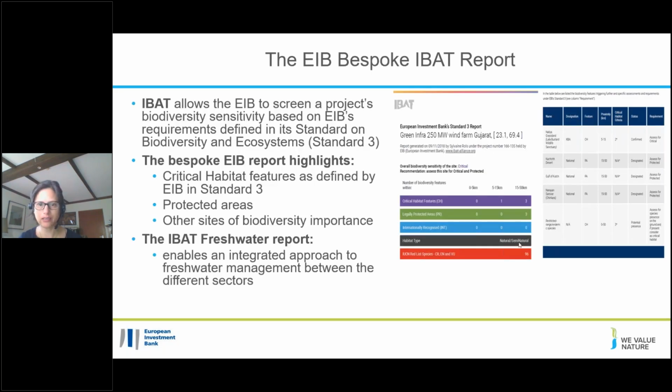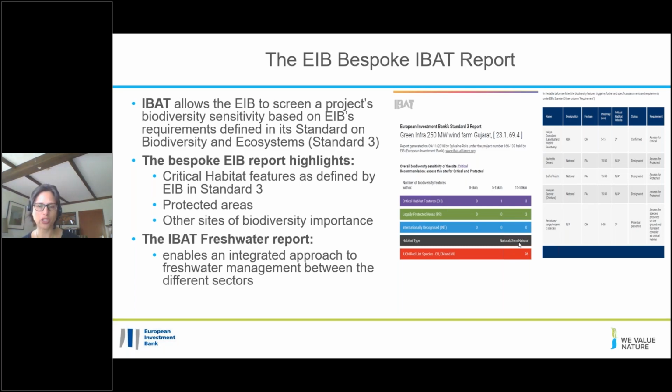Next slide. Thank you. So when we decided to look at IBAT, we collaborated with the IBAT colleagues in trying to understand if it was possible to integrate EIB's requirements of its standard 3, which is pretty much materially consistent with that of IFC Performance Standard 6, into a bespoke report on IBAT for our colleagues in order to help them and assist them in doing their due diligence.